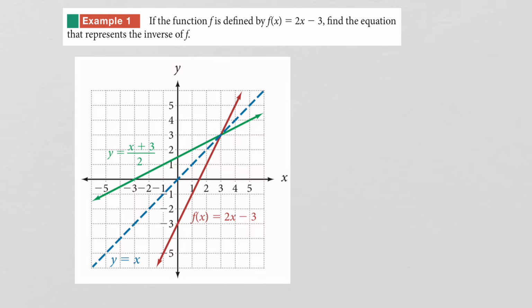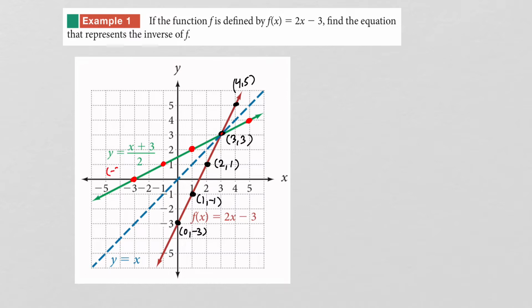So in other words, if we outline some points here on the first graph, like this point here is 0, negative 3, this point here is 1, negative 1, here we have the point 2, 1, here we have the point 3, 3, and up here we have the point 4, 5. I want you to notice that if you look at these points on the other graph, all of the coordinates of those points will be reversed.